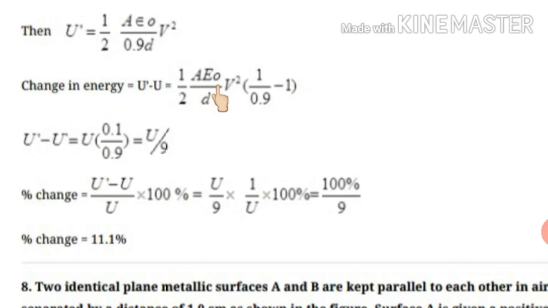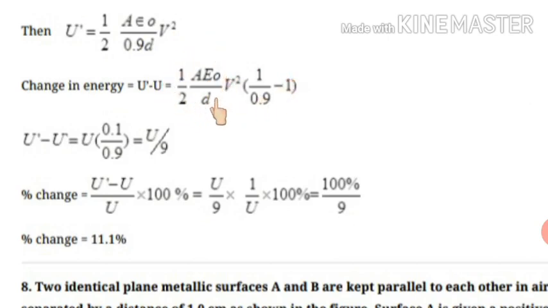A epsilon naught V square upon 2D. This is epsilon naught, this is not E0. Please make it very clear, this is epsilon naught. So now we know this thing, and this will come in bracket: 1 upon 0.9 from this and minus 1 from that particular equation.